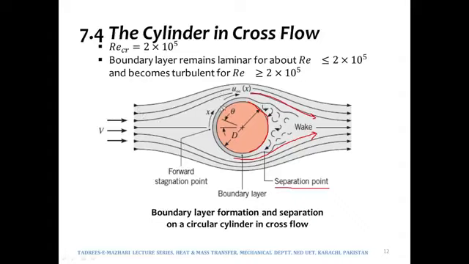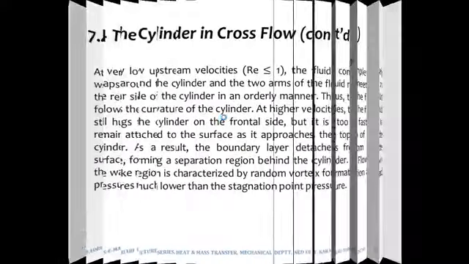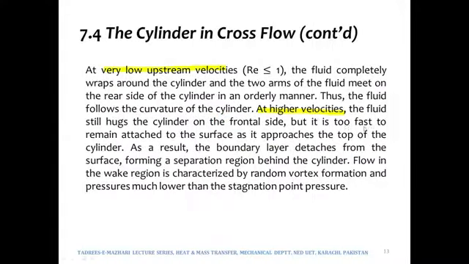So the fluid will stick to this half, to the frontal side, but it is too fast to remain attached to the surface as it approaches the top of the cylinder. Hence the boundary layer would detach. The boundary layer would get separated from the surface, thus forming a separation region behind the cylinder.